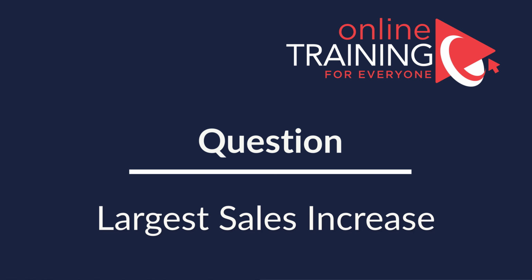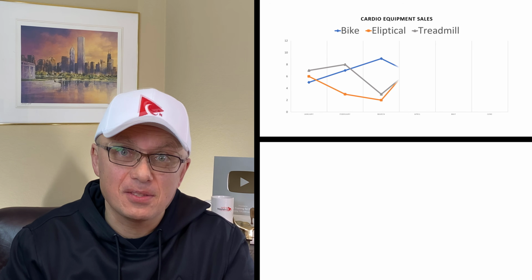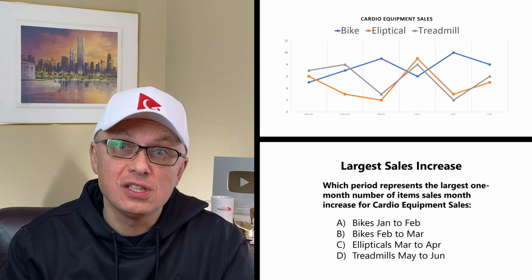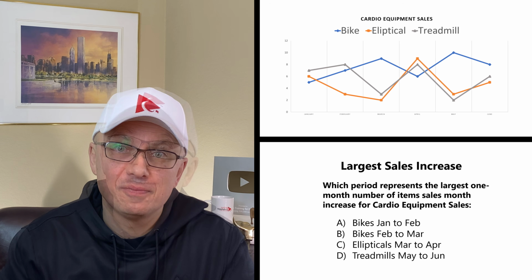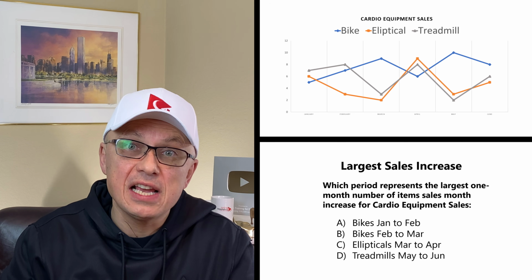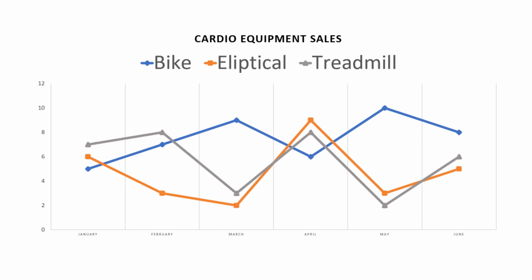A lot of times you might get a question which asks you to determine the sales increase. You're typically presented with a graph, which shows lines that represent different sales. In our case, we are presented with a chart that shows sales of cardio equipment from January to June, sales of bikes represented by the blue line, sales of ellipticals represented by the orange line, and sales of treadmills represented by the gray line.